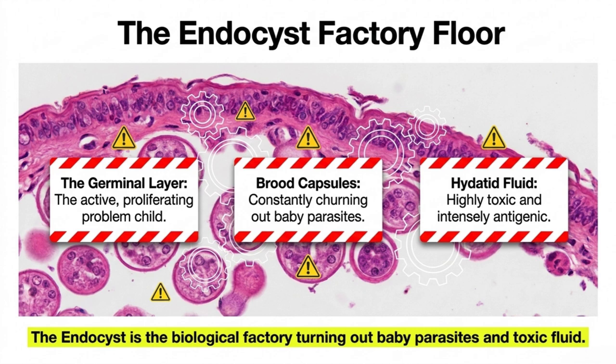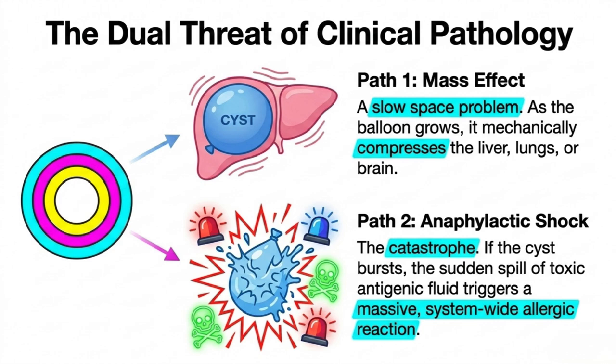So how does this balloon actually hurt us? Well, it boils down to two main pathways. First, there's the space problem. The cyst is basically a slow-growing balloon. As it inflates over years and years, it squishes your vital organs, putting mass effect pressure on the liver, lungs, or even the brain. The second scenario is much, much worse. It's the catastrophe. If this cyst bursts, it spills all that toxic antigenic fluid we just talked about right into the body, unleashing a massive system-wide allergic reaction. We are talking full-blown, life-threatening anaphylactic shock.